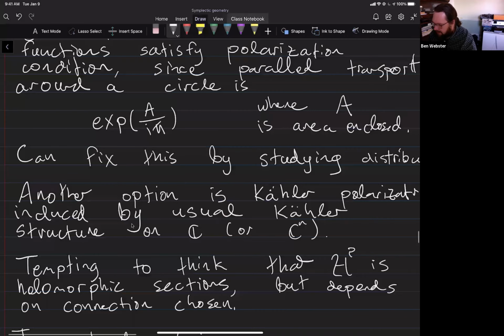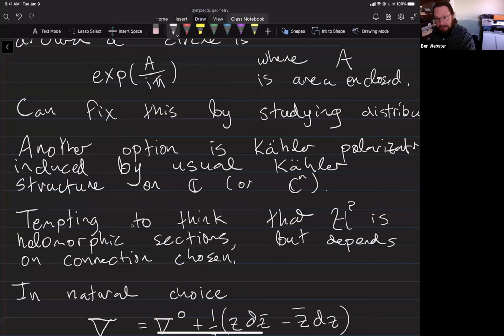On the other hand, I can also just remember that C is a Kähler manifold, and I can use its Kähler polarization. It's tempting to think, okay, I'm looking at things whose covariant derivative with respect to anti-holomorphic vector fields is 0. So if I were just thinking of functions with the usual connection, that would be holomorphic functions. But that's not quite right, because I do have this non-trivial curvature involved.